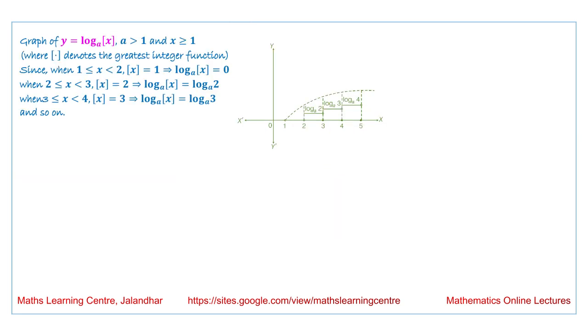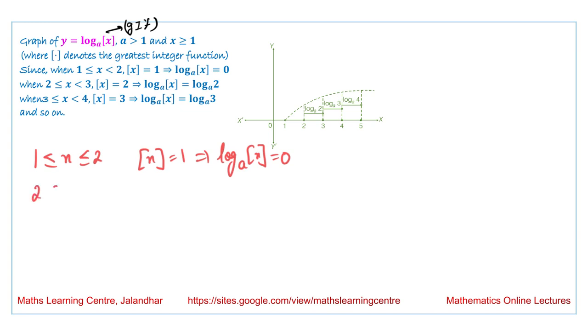Next is the graph of y = log of [x], the greatest integer function, and the base given is a. So if we calculate the values over here, when 1 ≤ x ≤ 2, the value of the greatest integer of x will be equal to 1. So this implies that the value of log to the base a of [x] will be equal to 0.